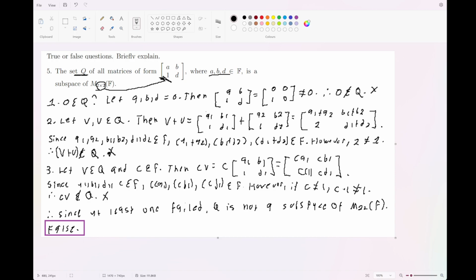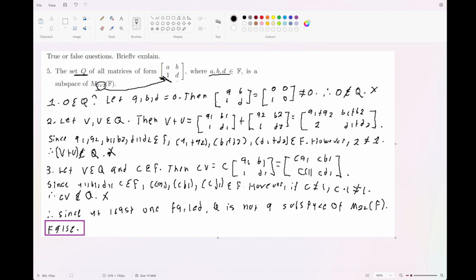Anyways, so let V, U be elements of Q, then V plus U equals blah, blah, blah. We just define them to be some arbitrary matrices, A1, B1, D1, A2, B2, D2. So we combine these together by the addition property. Then we want to check one thing. We want to check that since all of these have been defined to be elements of F, would adding them still be an element of F? And we find that is true.